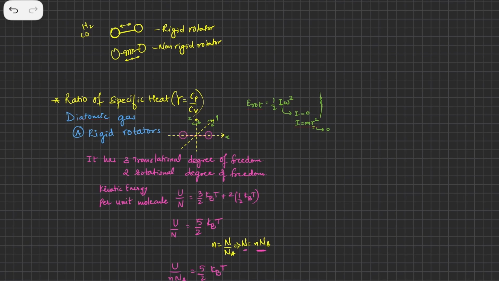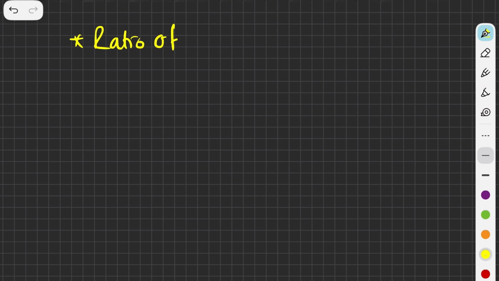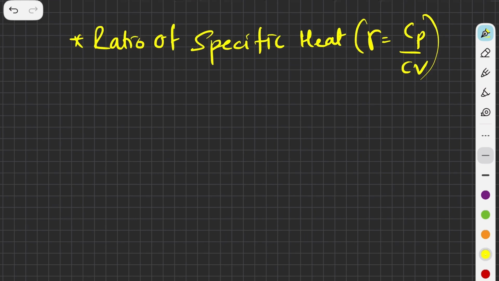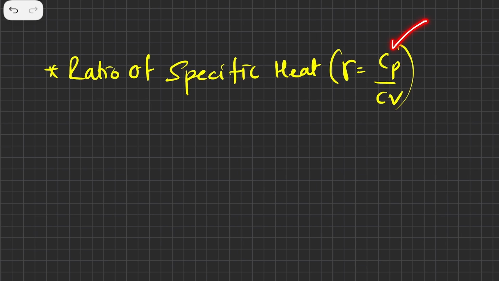So in the last class we had discussed the ratio of specific heats for a diatomic gas for a rigid rotator. So I'll be doing the B part today. So let's get started quickly. We are doing the ratio of specific heats, that's gamma equal to Cp by Cv, where Cp and Cv are the molar specific heat at constant pressure and the molar specific heat at constant volume.